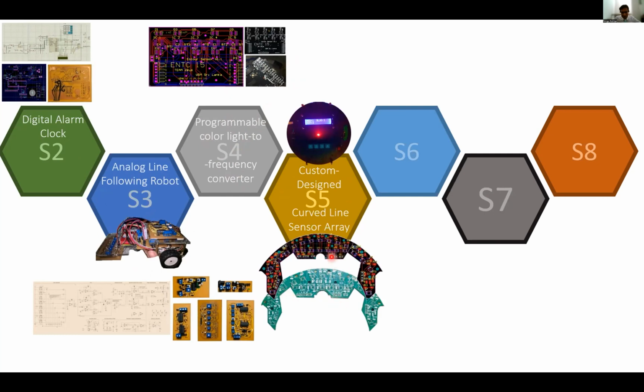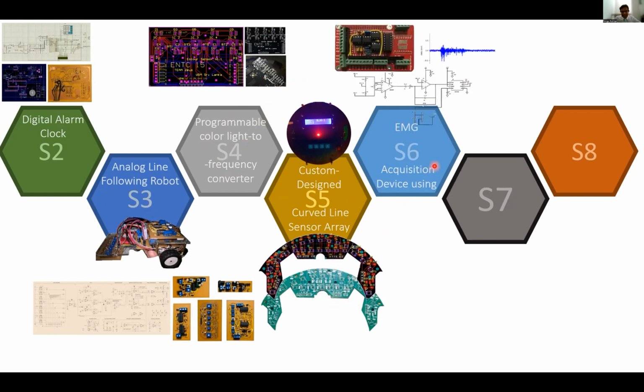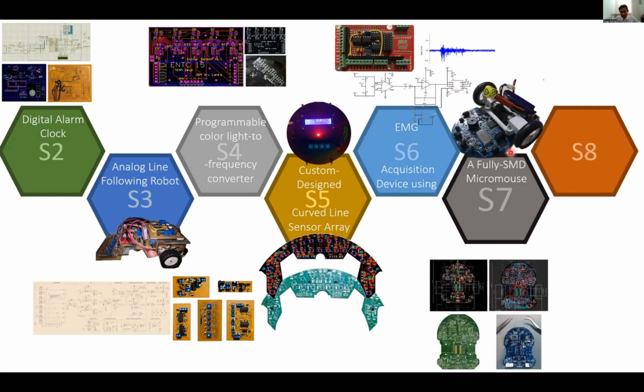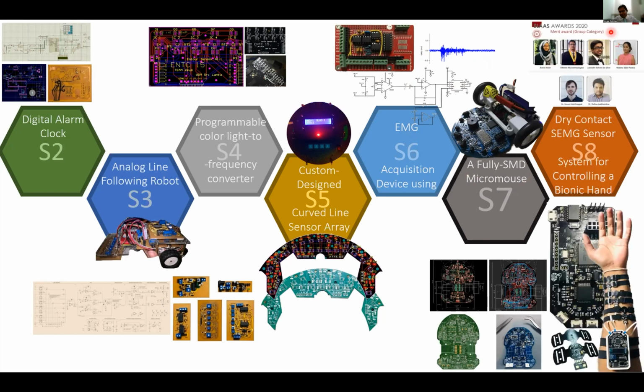You can see the beautiful PCBs that they designed, and then an EMG acquisition device. This myography, you can see from muscles, you can extract signals. So that's a circuit and then the signal that they have acquired. And then this is a fully surface mounted device micro mouse. These things run and do maybe maze solving, and then advanced electronic projects like a dry contact SEMG sensor for controlling a bionic hand, like that.